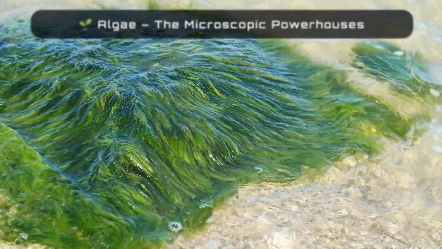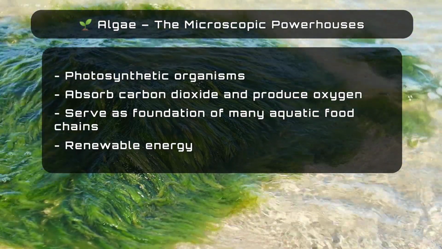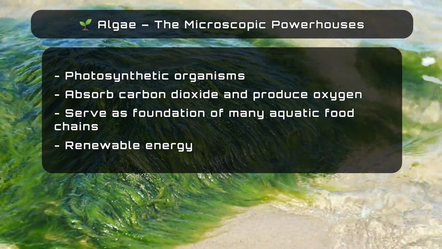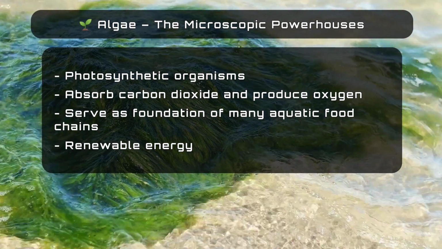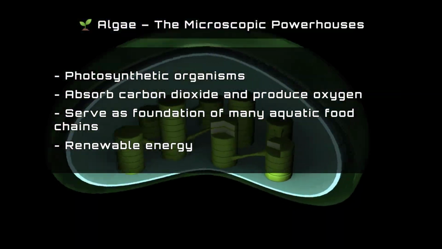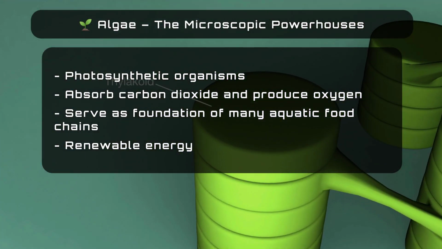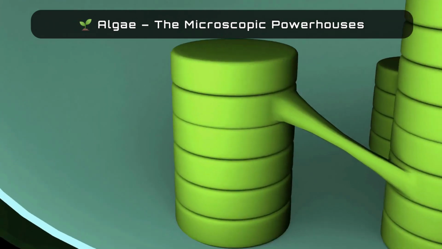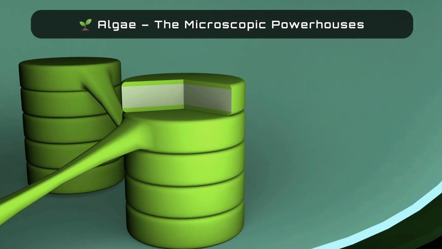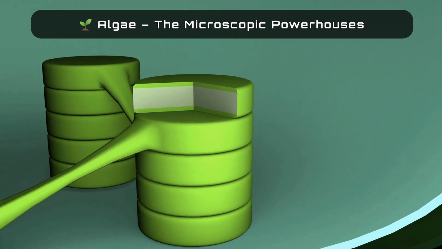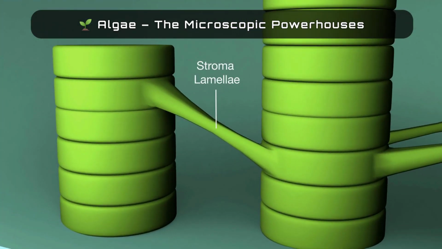Algae, the microscopic powerhouses. Algae may not immediately come to mind when you think of microorganisms, but they're incredibly important. Algae are photosynthetic organisms that produce oxygen and serve as the foundation of many aquatic food chains. From the small green algae in ponds to giant seaweeds in oceans, algae contribute to the balance of ecosystems by absorbing carbon dioxide and providing food for marine life. Scientists are even exploring algae as a source of renewable energy. Algae biofuels could potentially be a sustainable solution to our growing energy needs.